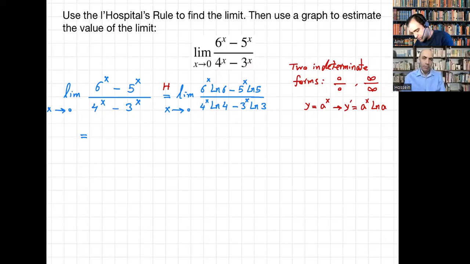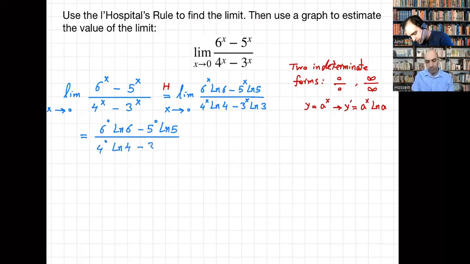Right. Therefore, let me write it down like this. I'm going to actually apply the limit to the functions. So it's going to be 6 to the 0 ln of 6 minus 5 to the power of 0 ln of 5, over 4 to the power of 0 ln of 4 minus 3 to the power of 0 ln of 3. And since I applied the limit, I don't need to write the limit in here.